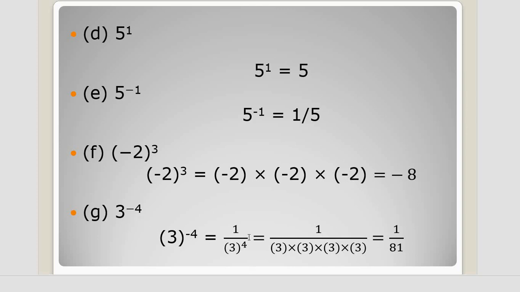Now 3 power minus 4 is 1 over 3 power 4. This minus will come down. Whenever the power is negative, when it comes down, it becomes positive. 3 power 4 is 3 into 3 into 3, 4 times. 3 into 3 is 9, 9 into 3 is 27, 27 into 3 is 81.